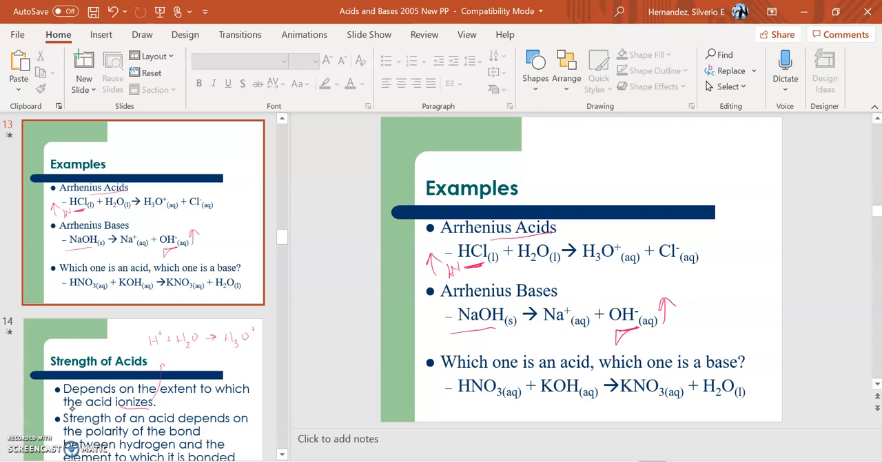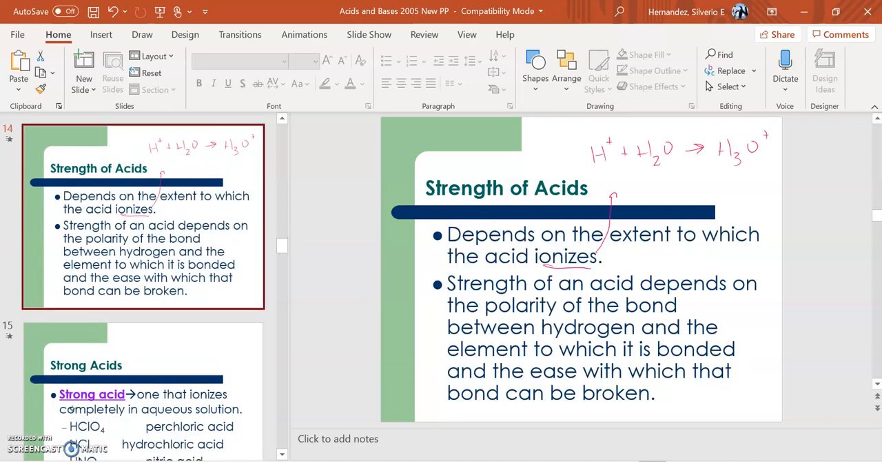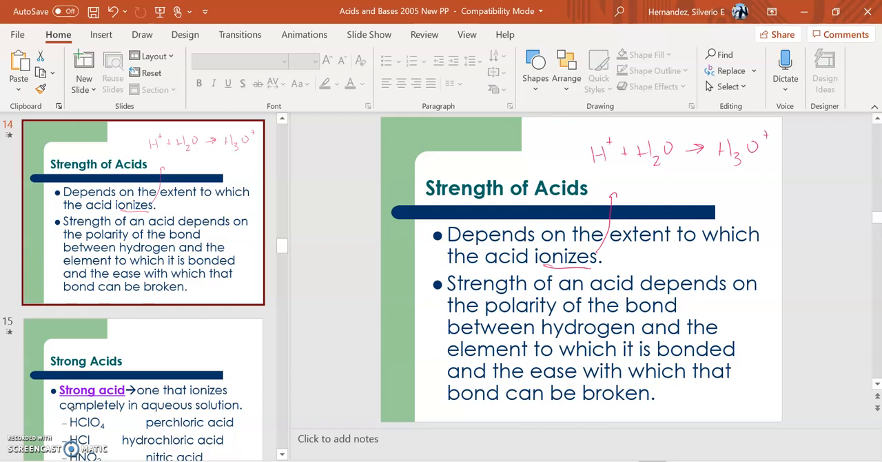Down here on the bottom, I'm going to go ahead and skip this. I'll come back to this a little bit later, but it doesn't really have an impact on what we're doing right now. So on the next slide here, it talks about the strength of an acid.